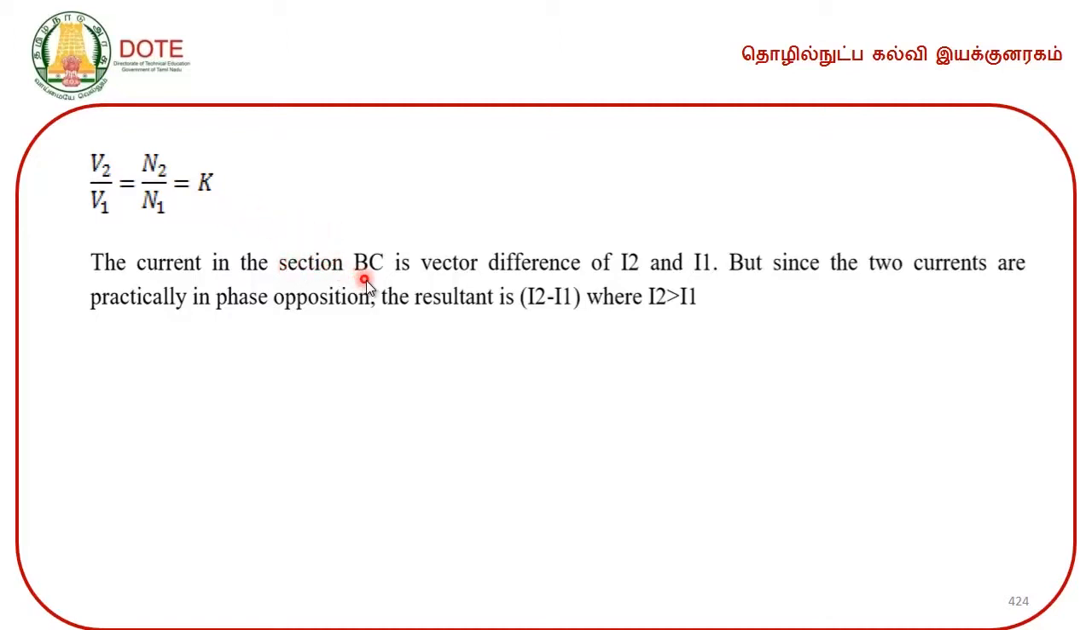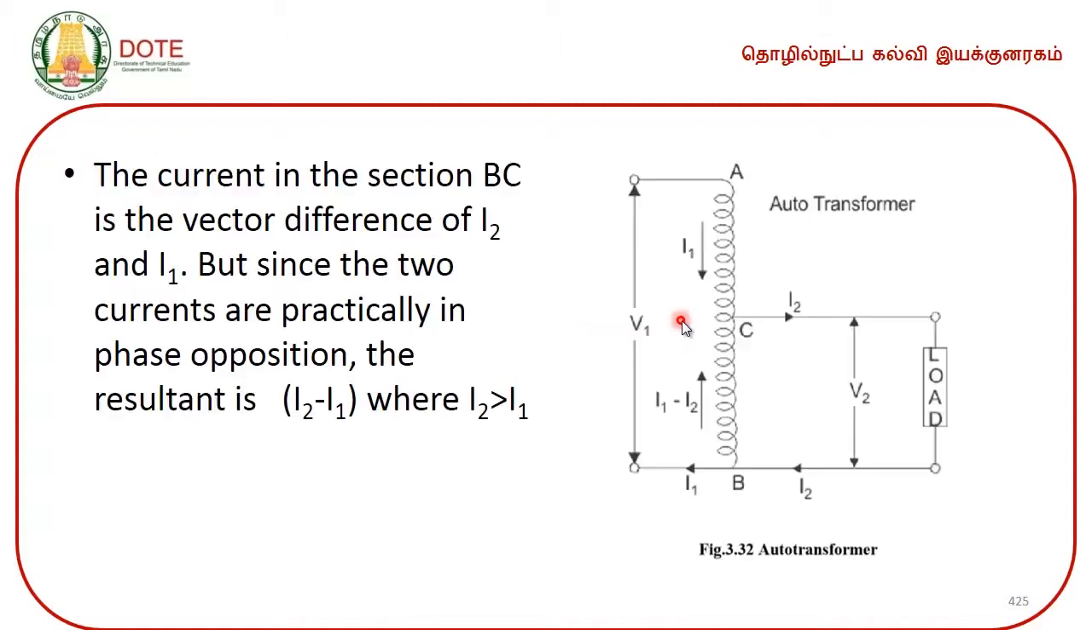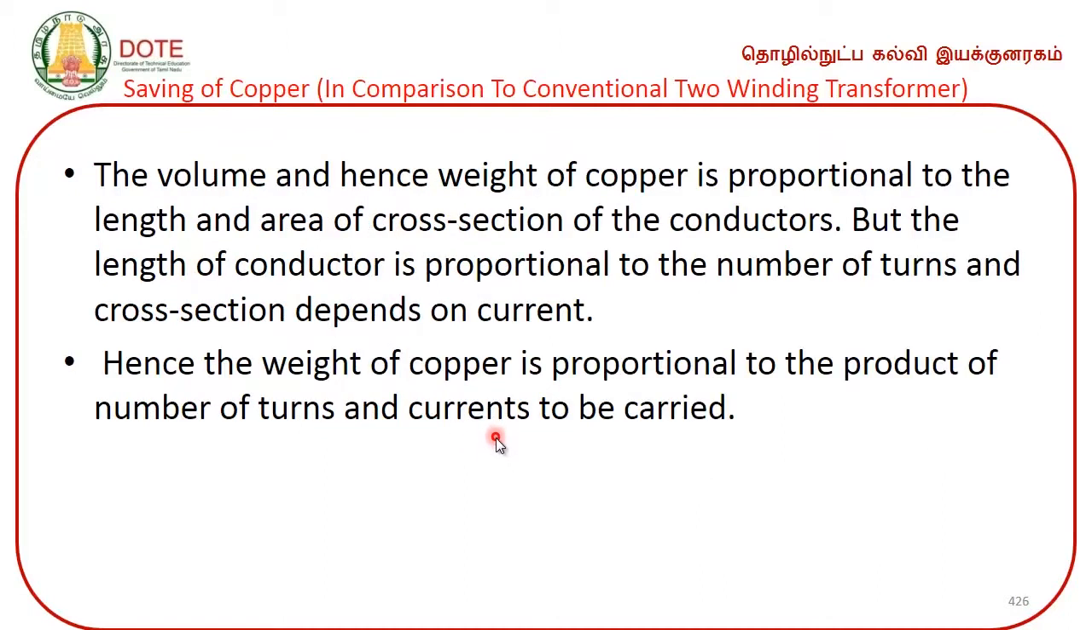The current in the section BC is a vector difference of I2 and I1, but since the two currents are practically in phase opposition, the resultant is I2 minus I1, where I2 is greater than I1. So, the current in section BC is equal to I2 minus I1.